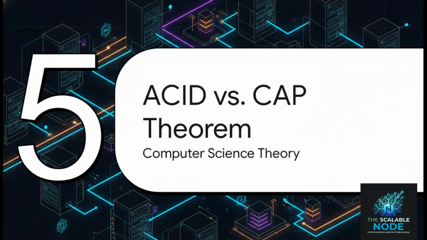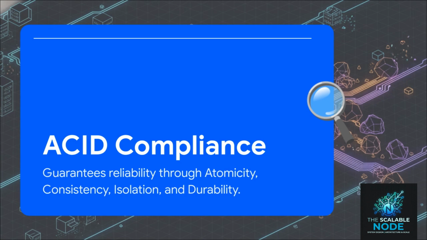Section 5, ACID versus CAP. But choosing between these paradigms isn't just about the shape of your data. It's really about fundamental computer science theory and the trade-offs you have to make in a distributed system. SQL databases basically live and die by ACID compliance. That's a set of strict properties guaranteeing a transaction is processed reliably, like if you transfer money between bank accounts. Atomicity ensures the entire transaction completes, or it all fails together. It's never going to leave your money just lost in the ether. Relational databases absolutely excel at strict transactional integrity.